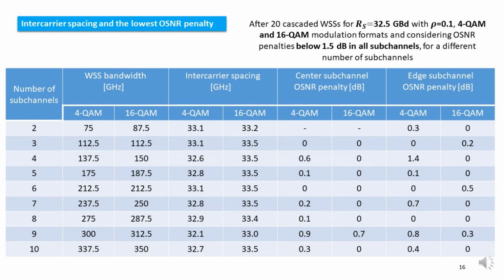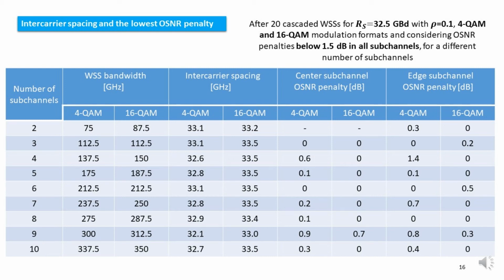As in the previous table, for the same number of subchannels, the modulation format order sometimes increases the bandwidth by 1 frequency slot. If we increase the modulation format order, we observe sometimes an increase in the bandwidth by 1 frequency slot. As in the previous table, the intercarrier spacing is usually slightly larger than the Nyquist bandwidth, and it increases as we increase the modulation format order of the signal.